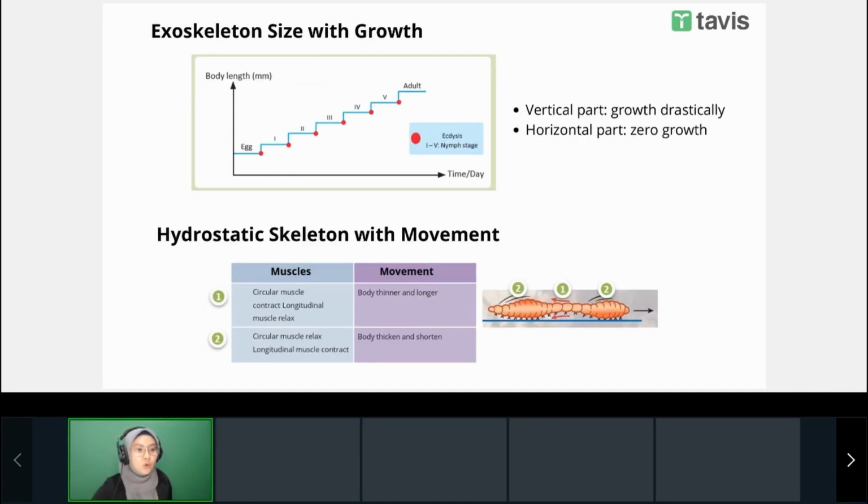Now we go one by one into the size and growth of exoskeleton animals. I take an example of the grasshopper. How will the growth of the grasshopper be? The growth of the grasshopper will show a graph of this one, the step shape graph. We call it a step shape graph.